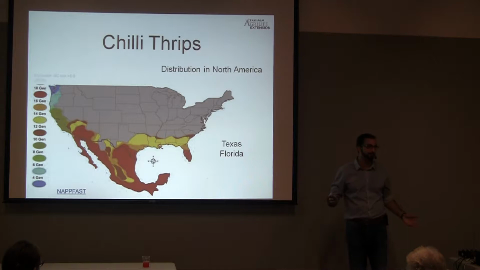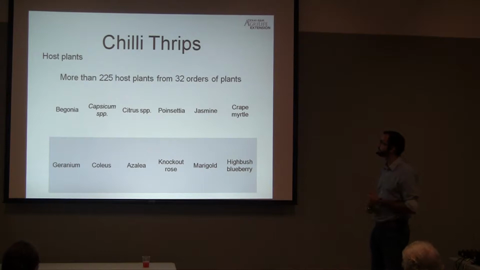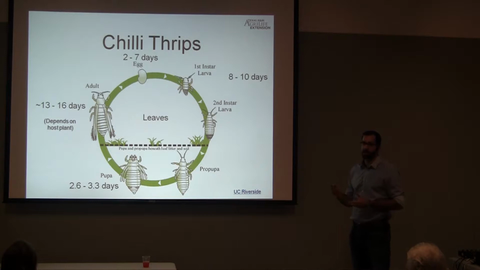So if we looked earlier, 100 to 200 eggs every single generation, you can get a whole lot of chili thrips. Especially, again, if you have a monoculture that is essentially promoting the growth of the chili thrips. They have many different hosts, so they are considered generalists. And, well, here's their life cycle. As you can see, also very similar to the Western flower thrips.